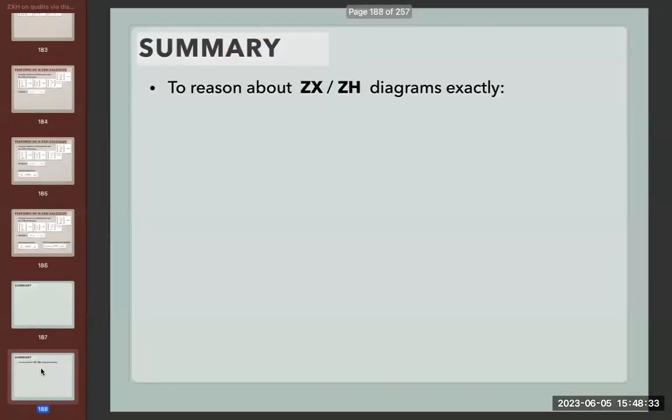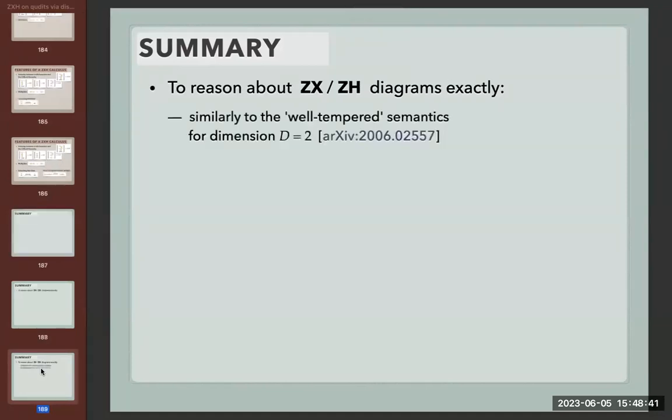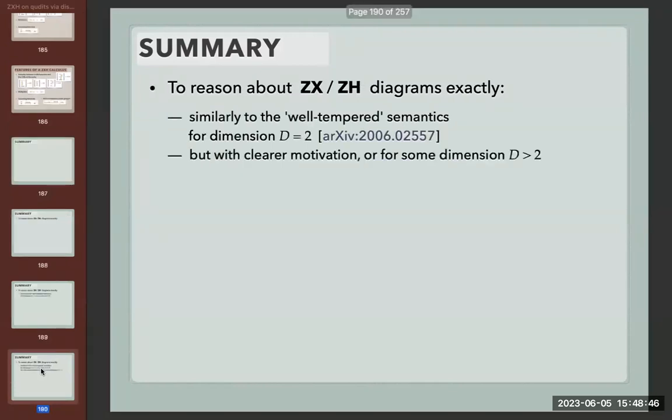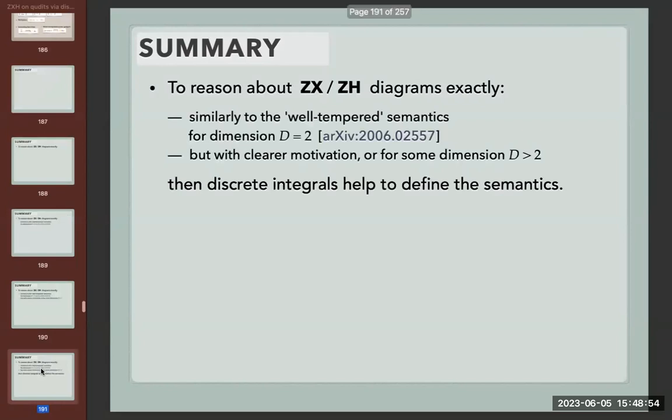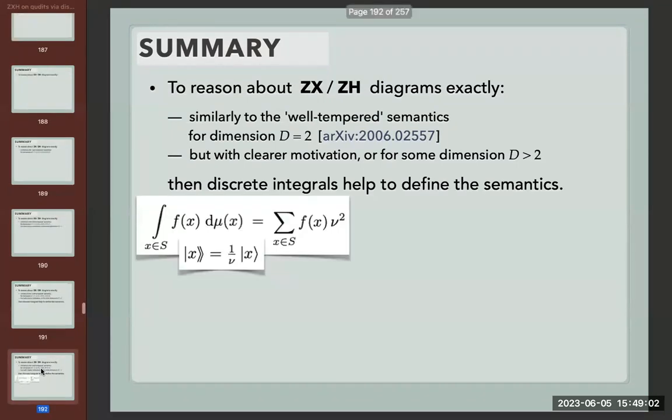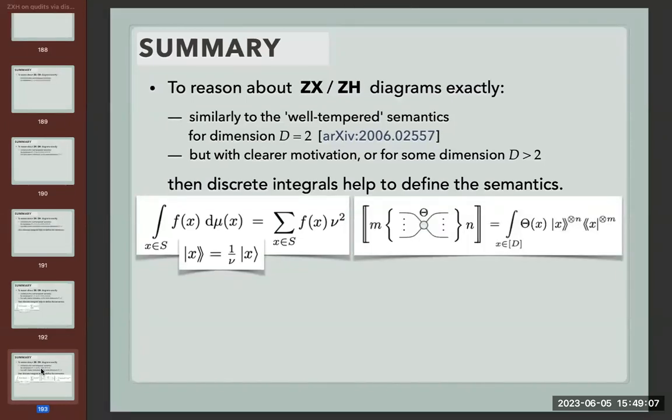So in summary, if you want to reason about ZX and ZH diagrams exactly, which is to say in a scalar exact way, and you want to do this using semantics like the well-tempered semantics, but you want some way of motivating where those semantics come from, or you want to do it not just for qubits but for arbitrary qudits, then discrete integrals allow you to define the semantics as simply as possible. You have to understand what the discrete integral is, or at least how to use it. But with just a little bit of groundwork, you get useful expressions such as this, which is about as simple as the standard semantics are.